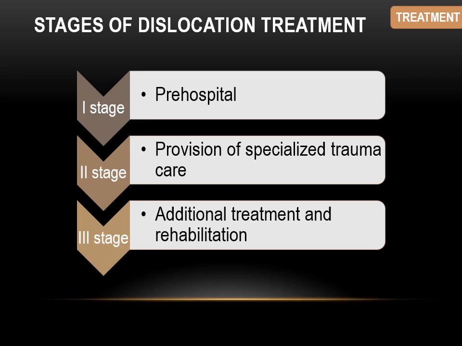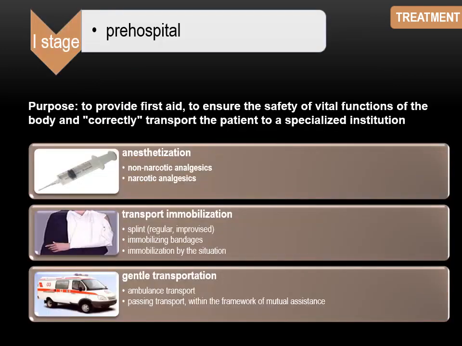The second stage is the provision of specialized trauma care. Let's talk about it now, and, accordingly, rehabilitation is very similar to the treatment of fractures. So, before the hospital, as we have already said, anesthesia, narcotic and non-narcotic. All this is due to the intensity of the pain syndrome, and immobilization, with its difficulties, and careful transportation of the patient to the right place.